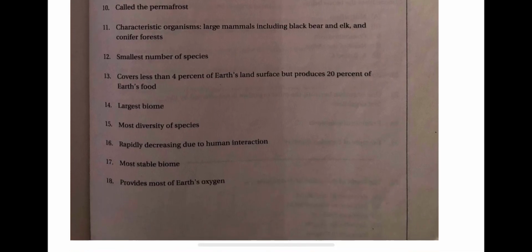Finally, provides most of Earth's oxygen. Which one provides most of the oxygen? I just said it has phytoplankton. So the answer of number 18 is D also, marine ecosystems, because of the existence of phytoplankton and aquatic producers.